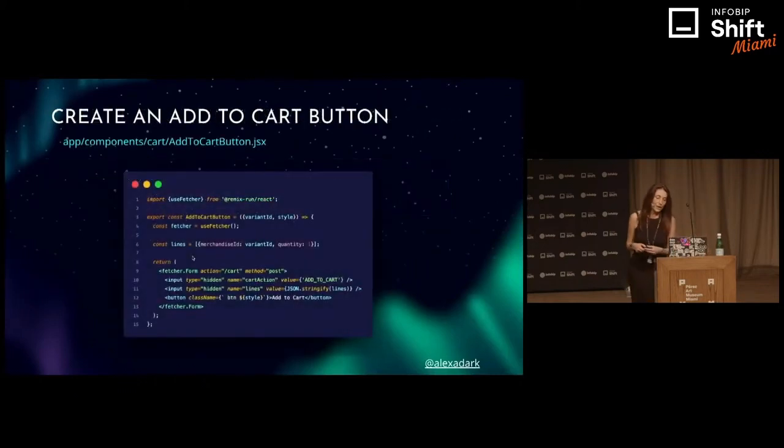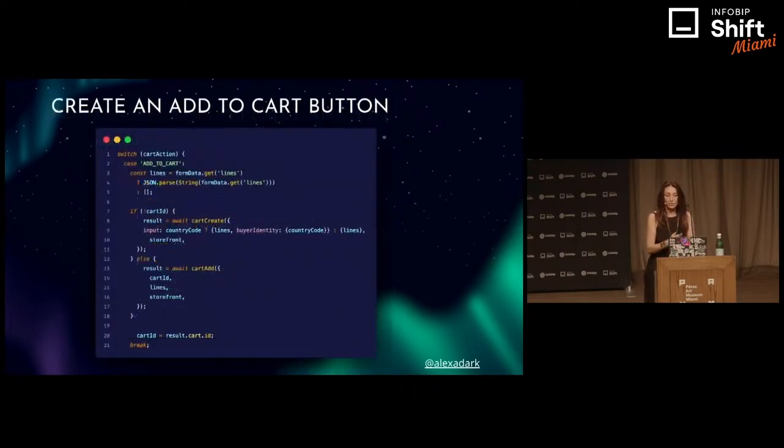So we are going to create an add to cart button, and in this add to cart button, we can see that our button is included inside a form, and we use useFetcher, which is a hook that allows us to post data to another route, so in this case, a cart route. And then we have a hidden input cart action, and here the value is add to cart, and we have another input for the lines, which are the products that we want to add to the cart.